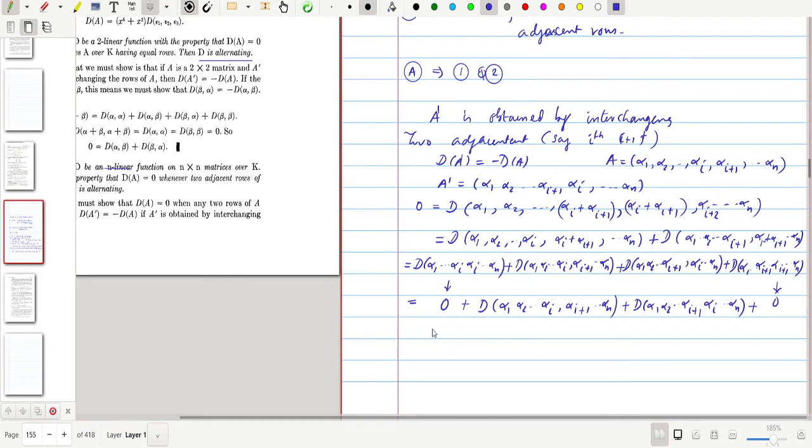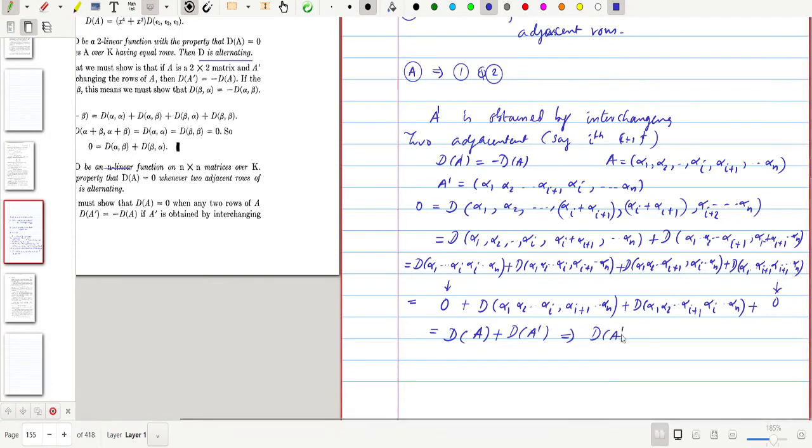So we can get that this sum is 0. Then you can write this as d of our A plus d of our A prime. So this implies d of A prime is equal to minus d of A. So please note this: when you interchange adjacent rows of A, d of that new matrix is the same as minus d of A.